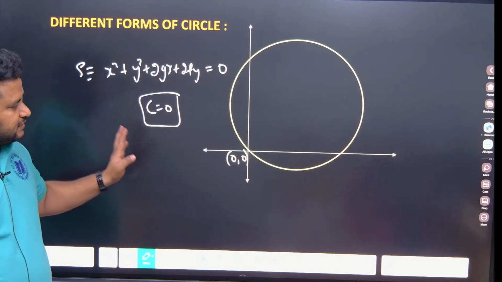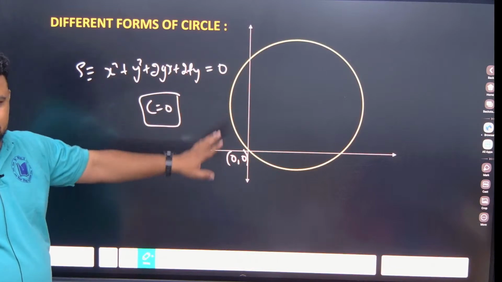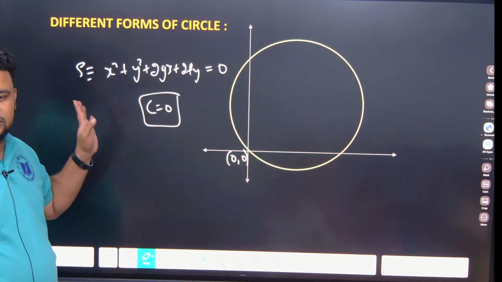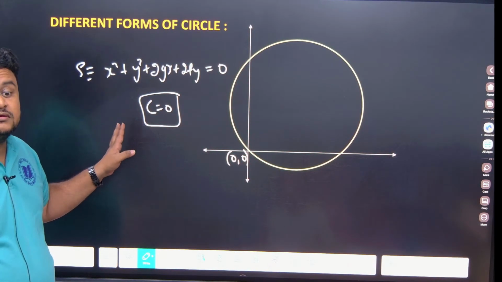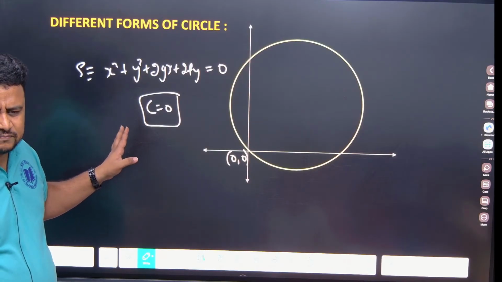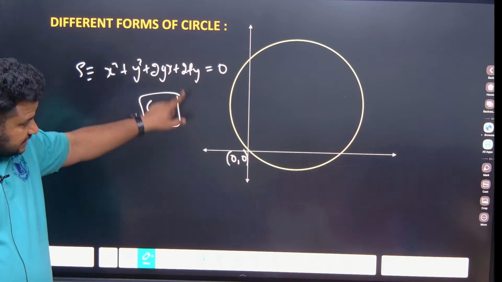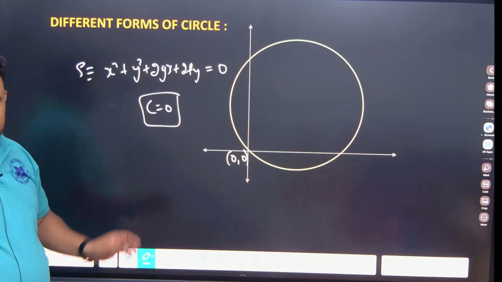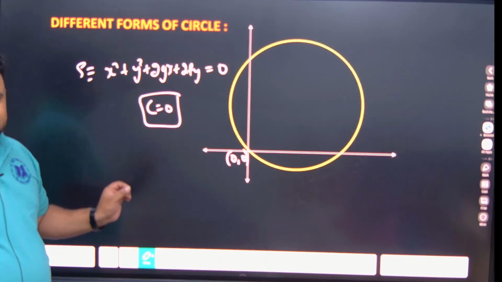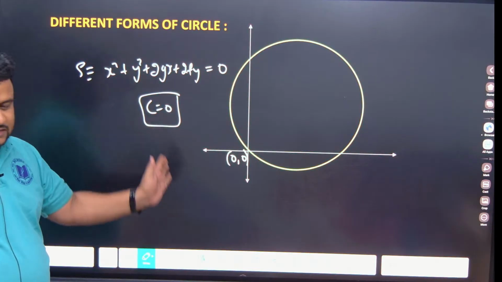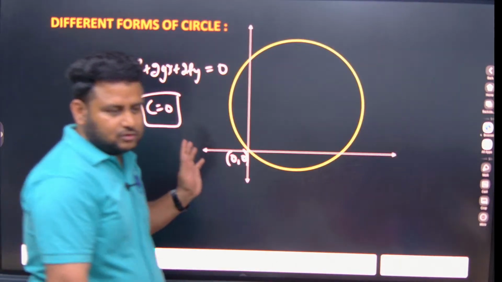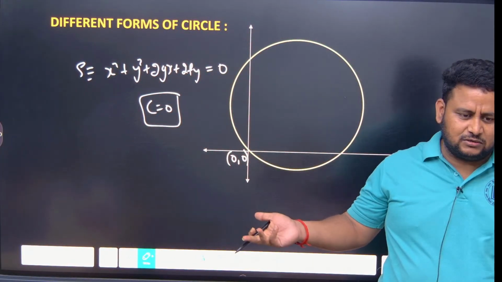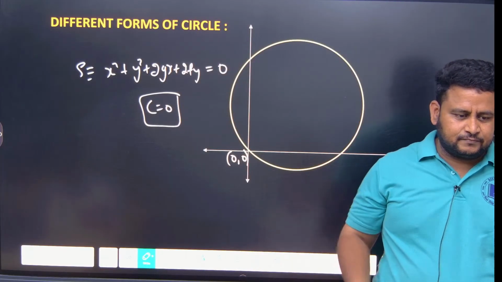If the circle passes through the origin, the center is not at the origin, I am telling the circle passes through the origin, you can take C is equal to 0. I am not talking anything about the center. I am just telling the circle is passing through the origin, then C will be equal to 0. Clear? If the center is at origin, what happens? G and F value will be 0, that's all. Okay, next thing.